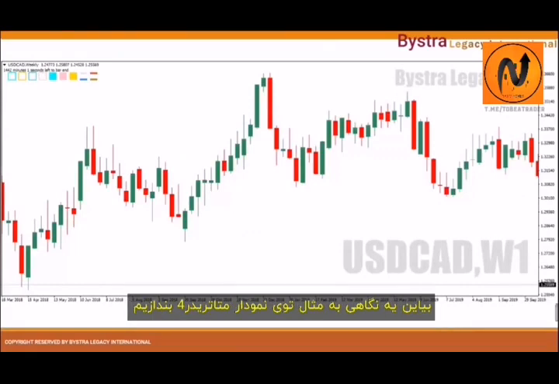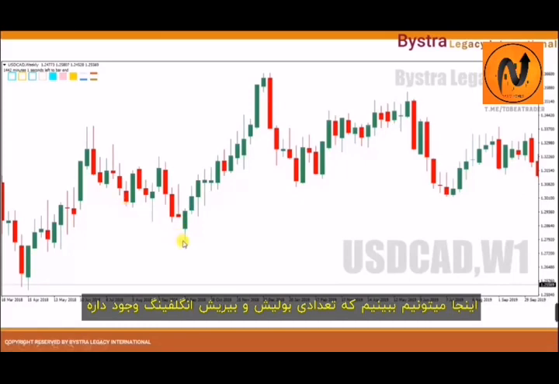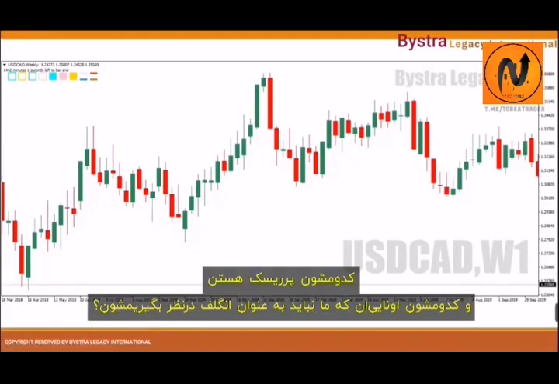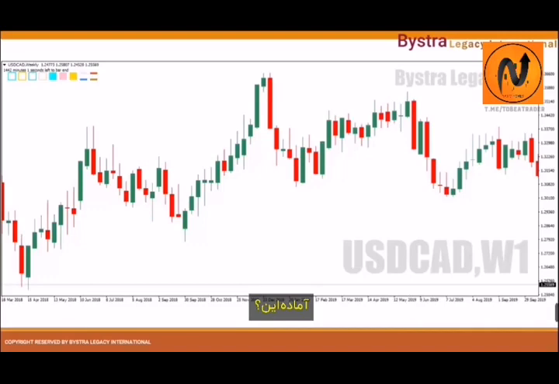Let's look at the example in the MT4 chart. Here, we can see that there are some of the bullish and bearish engulfing. Now, are you able to identify which are the good bullish or bearish engulfing, which are the high risk, and which are the ones that we shouldn't take as an engulf? Are you ready? Let's look at the answer.